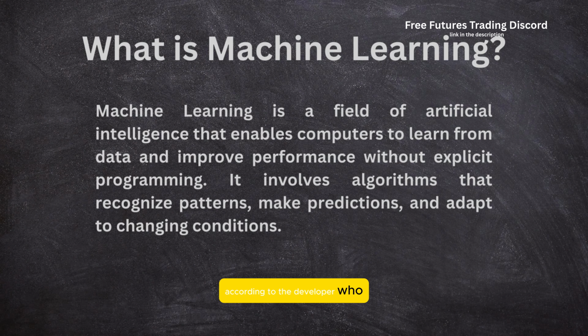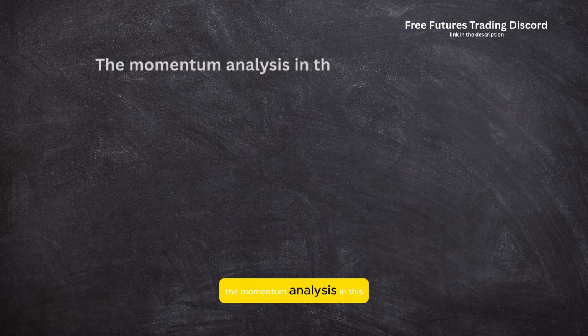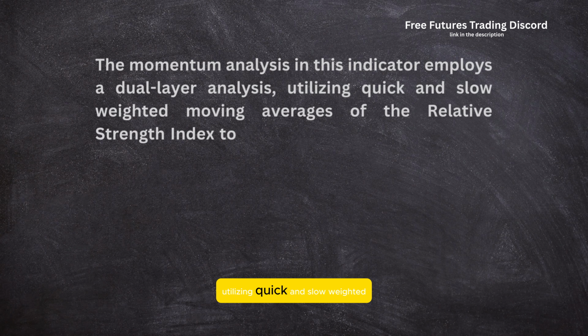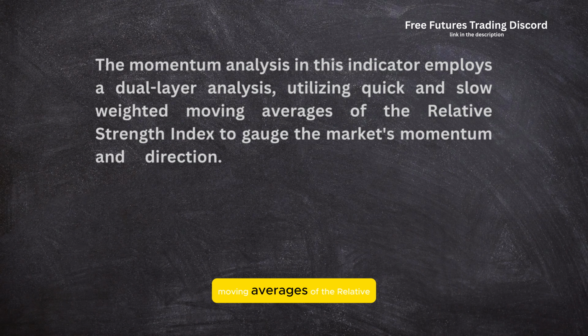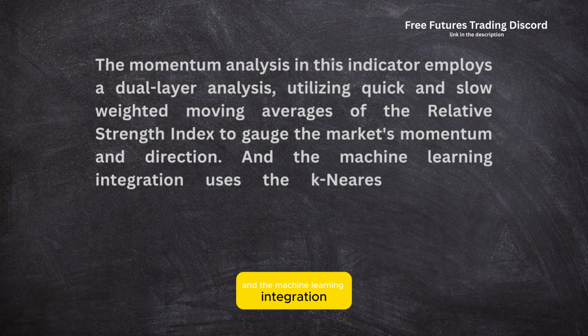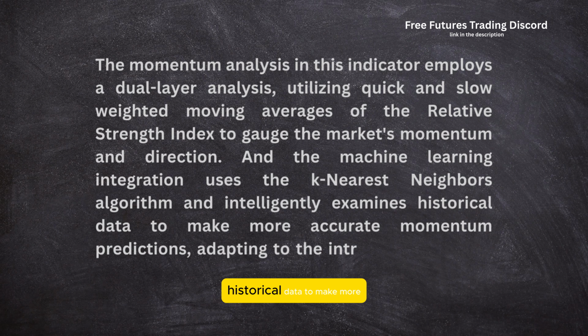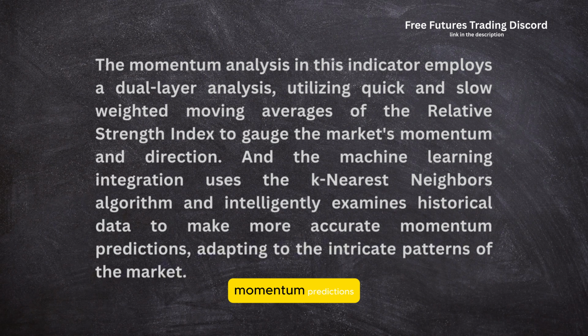According to the developer who created this, the momentum analysis in this indicator employs a dual-layer analysis, utilizing quick and slow-weighted moving averages of the relative strength index to gauge the market's momentum and direction. And the machine learning integration uses the k-nearest neighbors algorithm and intelligently examines historical data to make more accurate momentum predictions, adapting to the intricate patterns of the market.